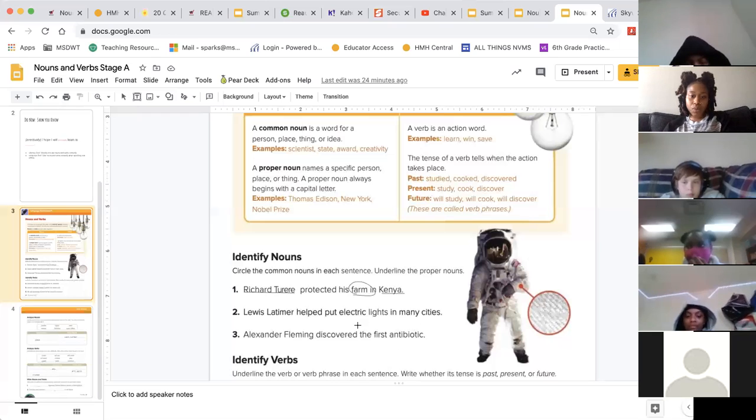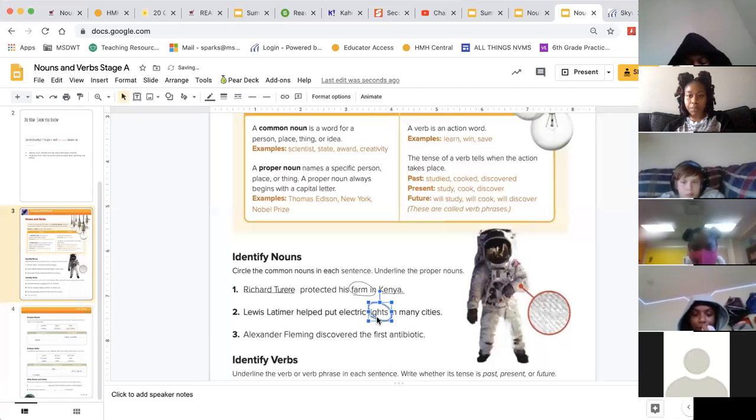So lights would be a common noun. Good, Aiden. We've already talked about Louis, Ben, so hopefully you were listening. Louis is a specific person, so it's not a common noun. So what would be the other common noun in this sentence?